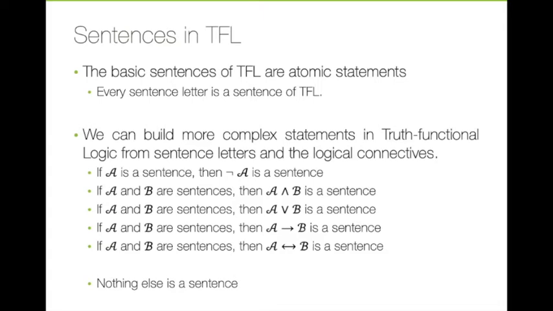If A and B are sentences, then A conditional symbol B is a sentence. And if A and B are sentences, then A biconditional B is a sentence. The last rule is that nothing else is a sentence. So these 6 rules, plus nothing else is a sentence, tell us any way we can build a meaningful statement in truth functional logic, a way to convey a meaningful statement of English with these logical symbols.